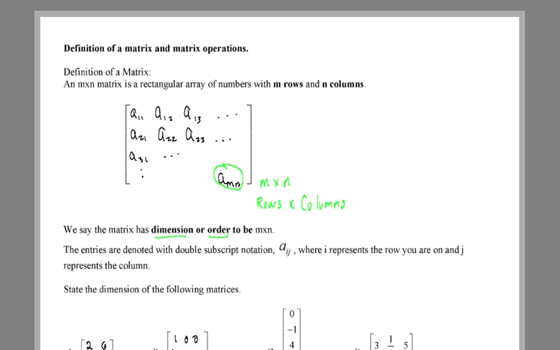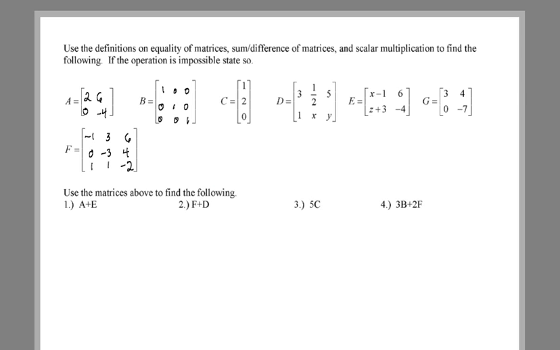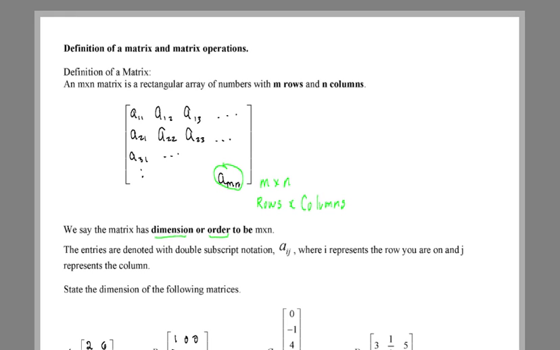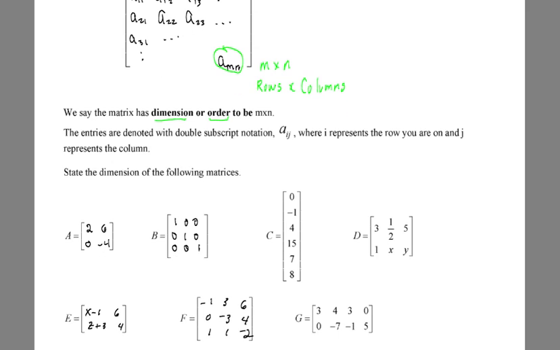So let's first look at these matrices and just state the size, the dimension, or the order. How many rows by how many columns? Okay, so for matrix A, if I look at the rows and the columns, I see that there are 2 rows by 2 columns. So this would be stated as a 2 by 2 matrix. The size of matrix B, I see 3 distinct rows, 3 distinct columns, so it would be a 3 by 3 matrix.